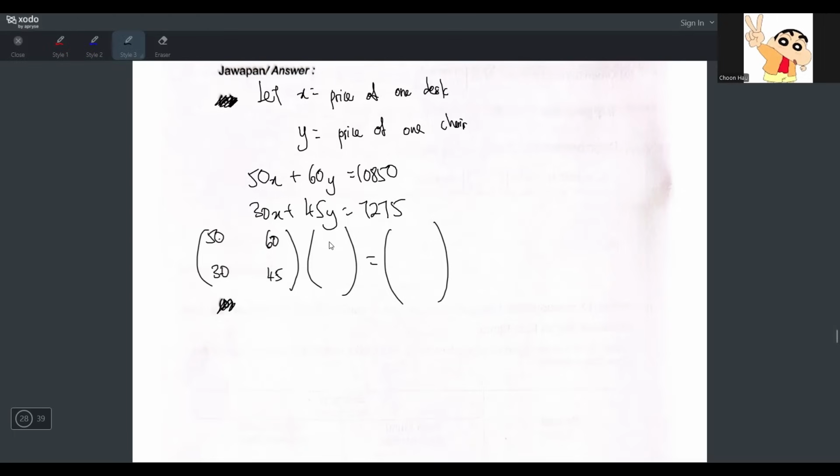Okay, the next bracket, you have to write the x and y. Yeah, the first unknown is x, so that one write on top. And then the next one write below. And then the last bracket, that will be the answers 10850 and 7275.